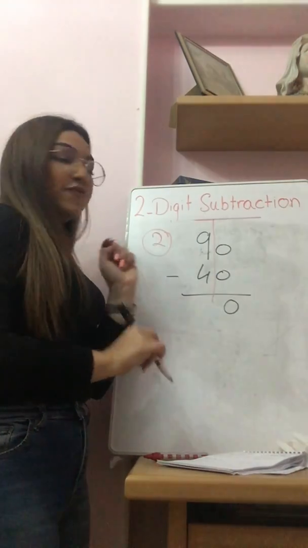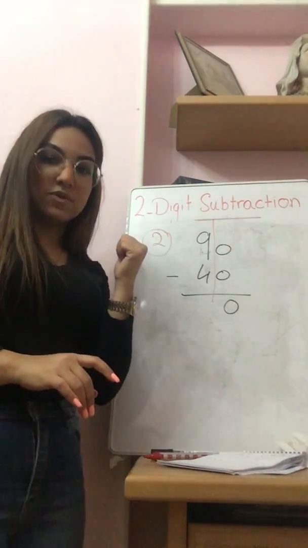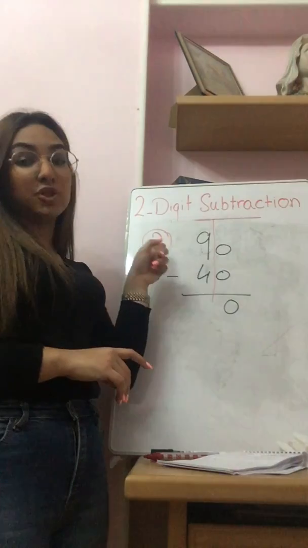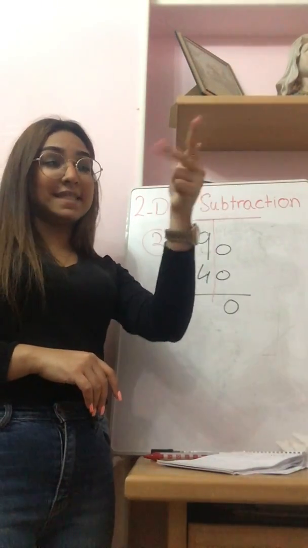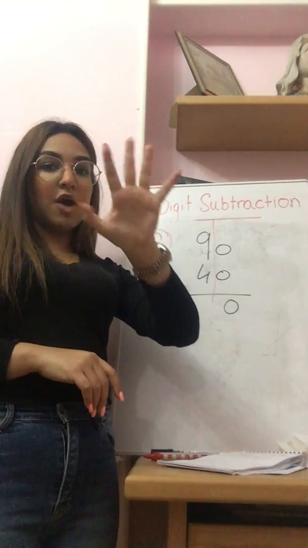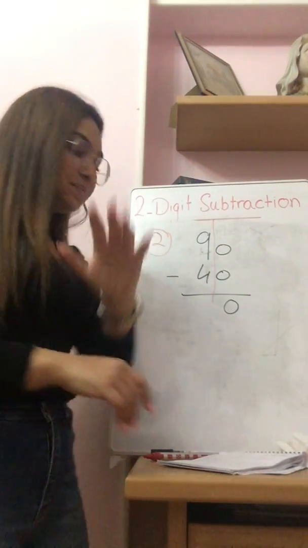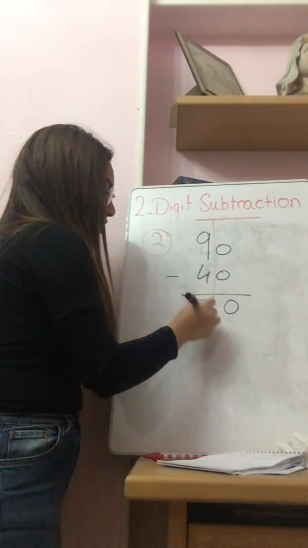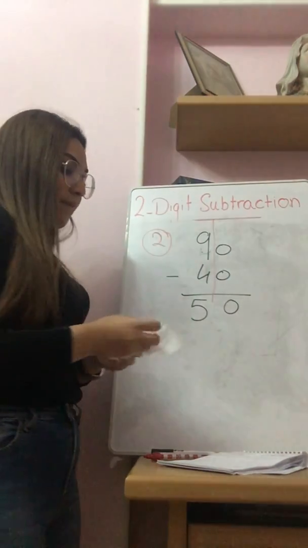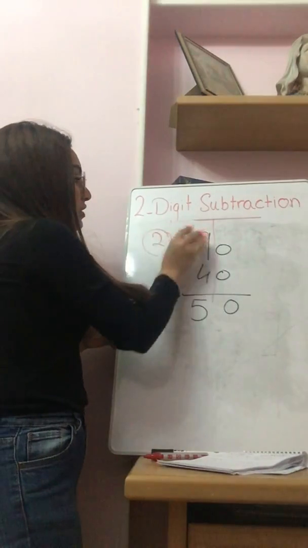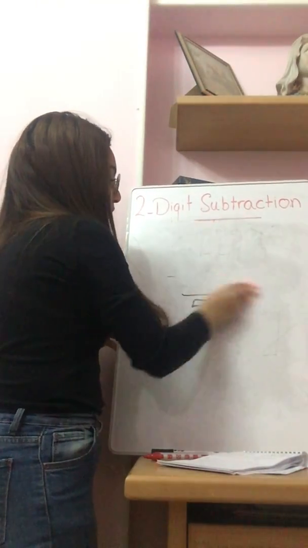9 minus 4, as we did in the previous exercise, we are going to count from the small number to the bigger one. After 4, 5, 6, 7, 8, 9. How many are these? These are 5. So the answer is 50. Now let's move on to the third example.